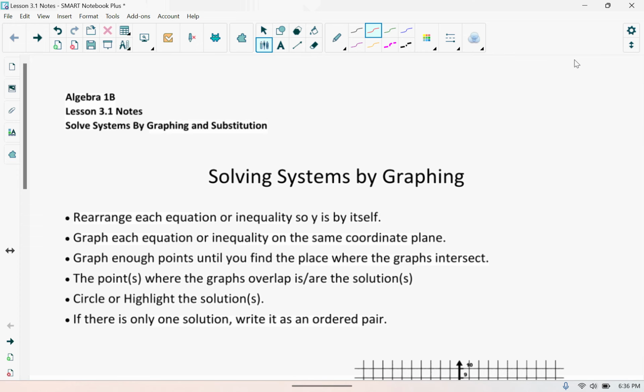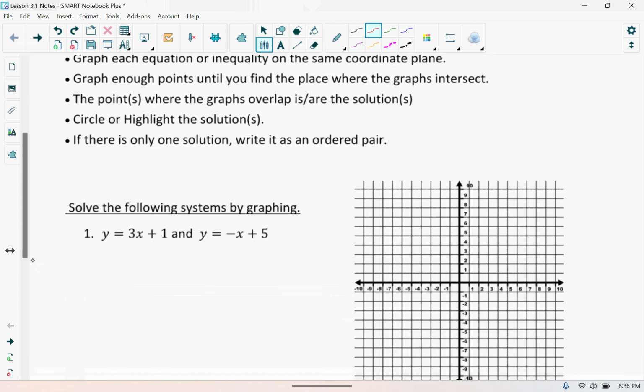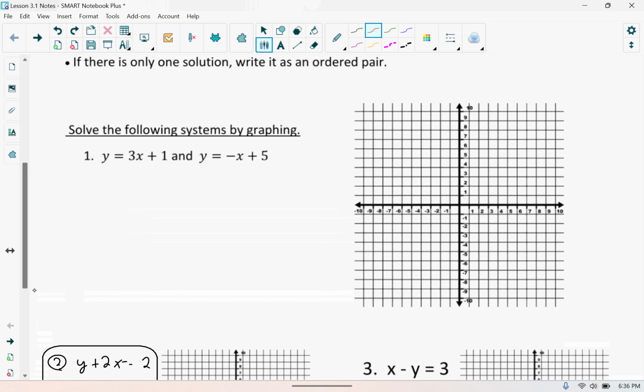Hey guys, welcome to Solving Systems by Graphing. We're going to do two different things today. The first thing we're going to do is solve by graphing. So we know how to graph that, and we know how to graph that. So let's do both of those.